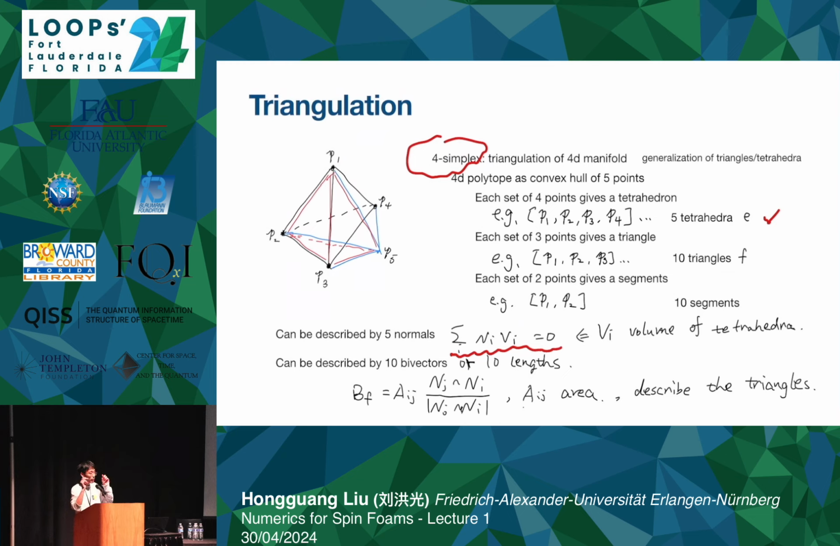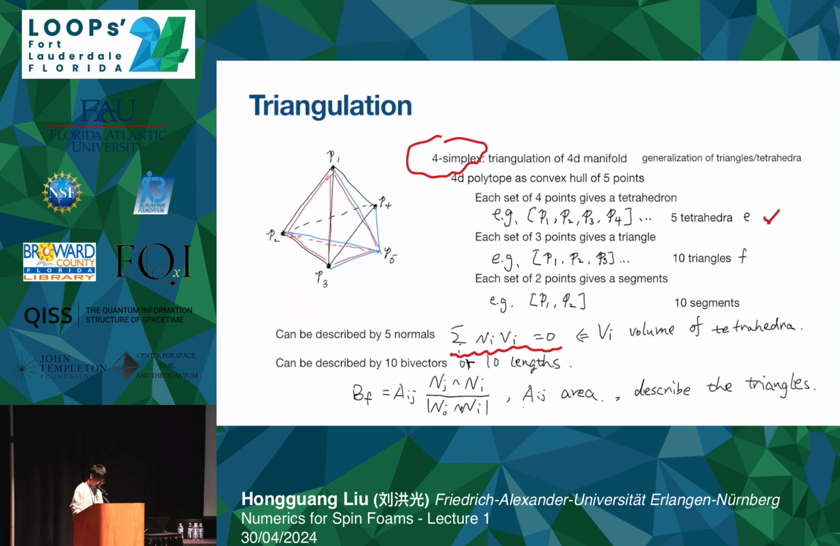It's also the same thing for the triangles. If you have the 3 normals of the triangle with the edge lengths of the triangle, summing over them gives you 0. It can also be described by 10 bivectors, which correspond to the description of the 10 triangles, or 10 lengths, which is the description of the 10 segments.